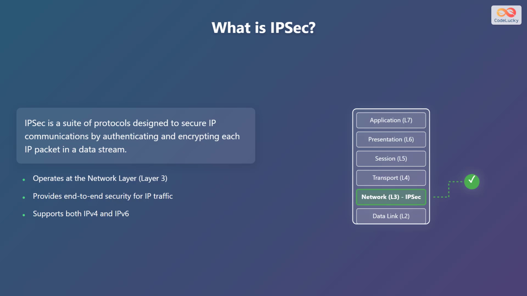IP security operates at the network layer, that is, layer 3 of the OSI model, providing end-to-end security for IP traffic. It supports both IPv4 and IPv6, making it versatile for modern networks.